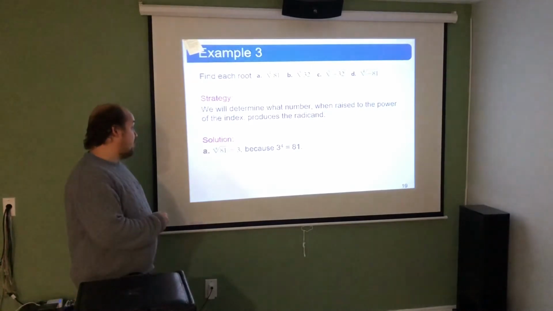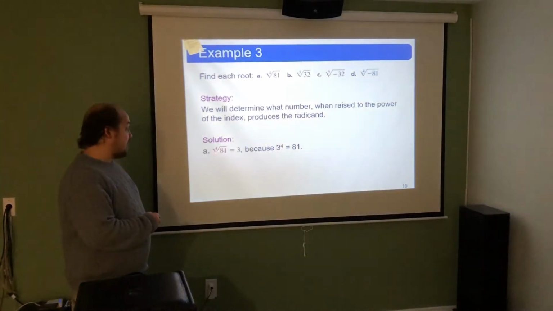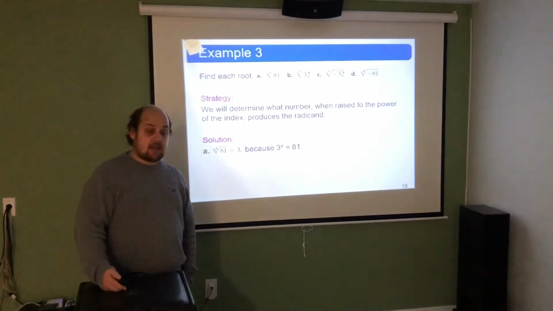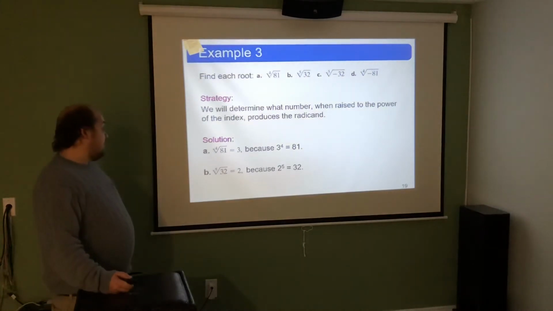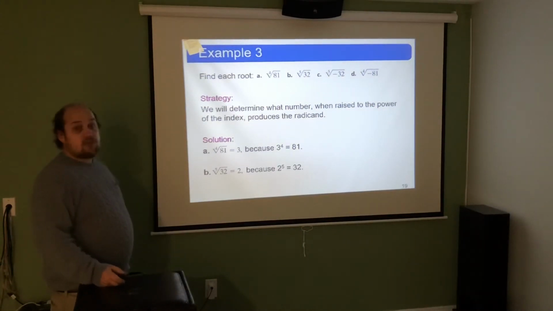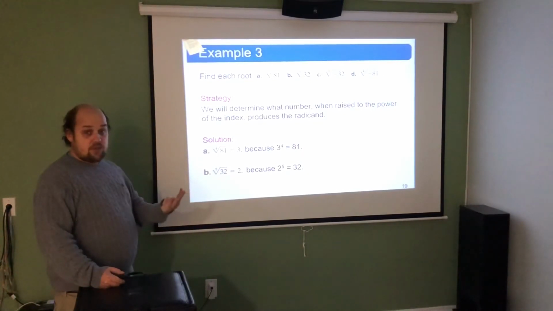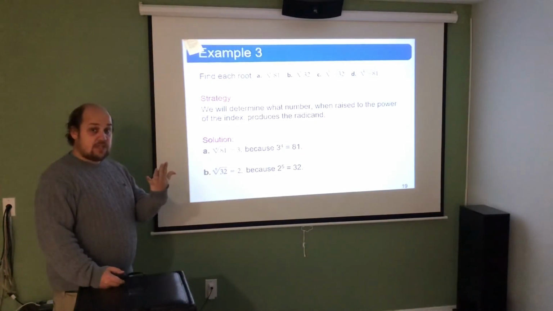I also could have put this into my calculator as parentheses 81 to the power of parentheses 1 divided by 4, and my calculator would have told me 3. The fifth root of 32 is 2, because 2 times 2 is 4, times 2 is 8, times 2 is 16, times 2 is 32.